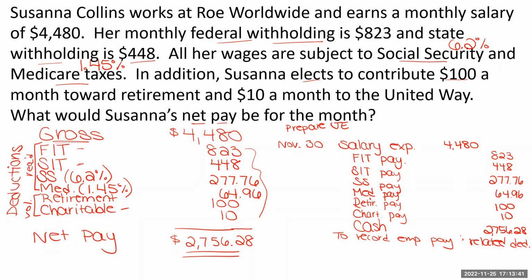Something like that. Once we pay all of this, your journal entry will be to debit all your payroll liabilities and credit cash, just like when we pay off any liability. Okay.